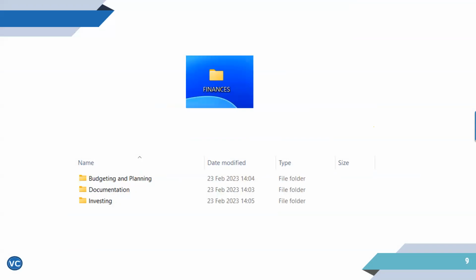So that is documentation. So visually, this is what this looks like. When you go to the website, you're going to find a zip folder. We are going to unzip that folder, and then you're going to find these 3 files inside. The folder called budgeting and planning, and there's a folder called documentation and investing.